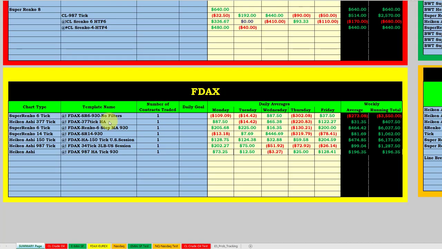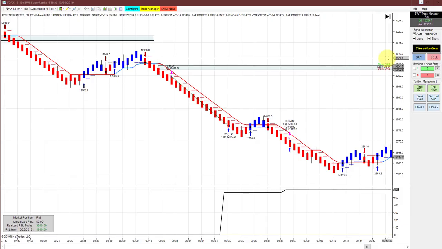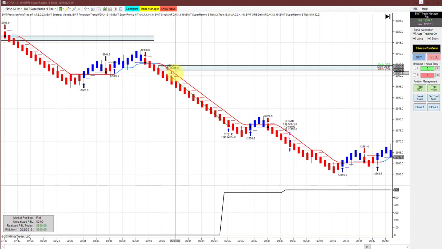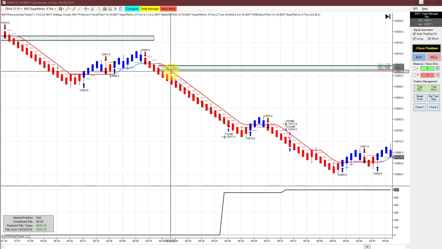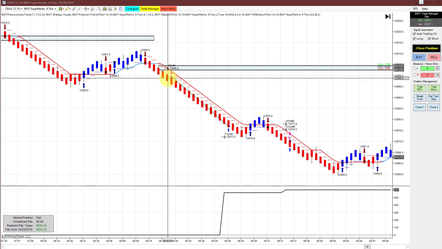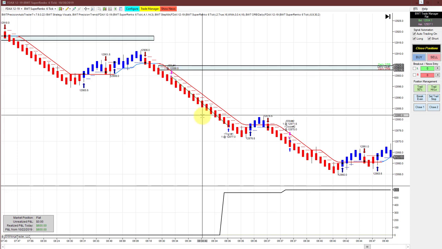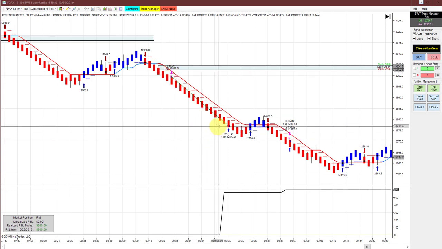Okay, the second best performer on the DAX is the Superenco 6 Step MA, starting at the US session. The Superenco 14 tick is in a bit of a drawdown at the moment, but I expect that to change. But let's take a look at this chart here. Okay, so not surprisingly, our open range filter and the Step MA had a perfect trade off the US Open, and you can see it right here, short at 12,899.50, and then covering here at 877.